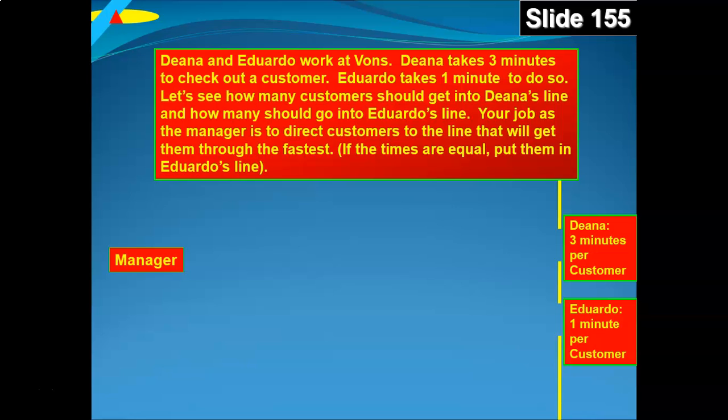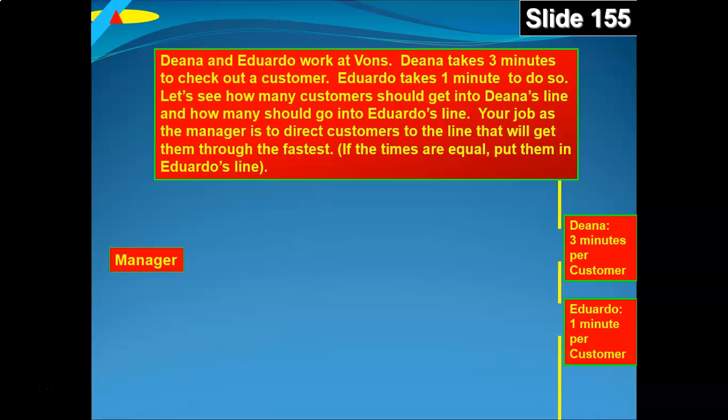And your job as the manager is to direct customers to the line that will get them through the fastest. And if the times are equal, we're just going to say that you should put them into Eduardo's line. So your first thought might be, well, Eduardo's faster, just go to Eduardo's line. But let's see how this actually plays out here.